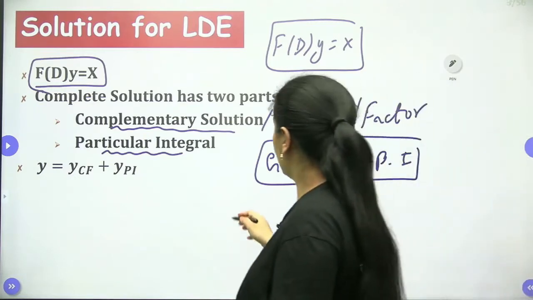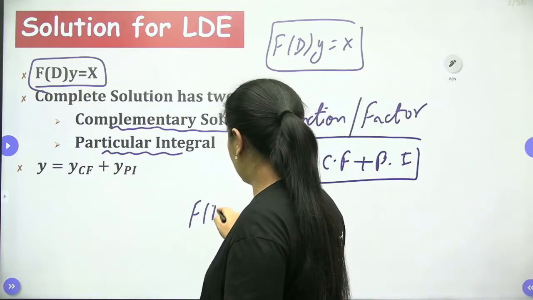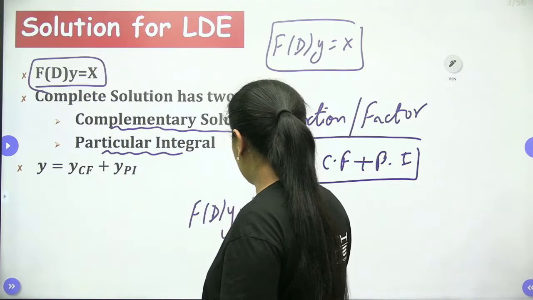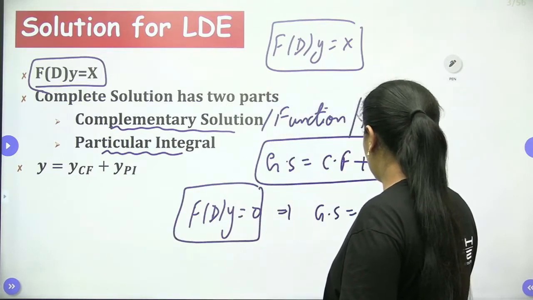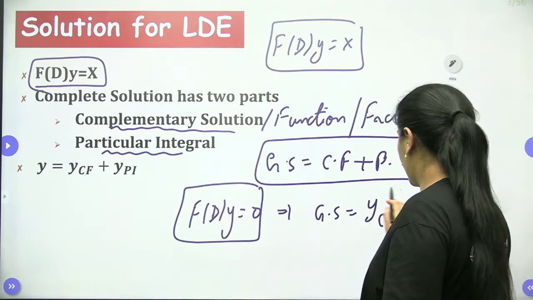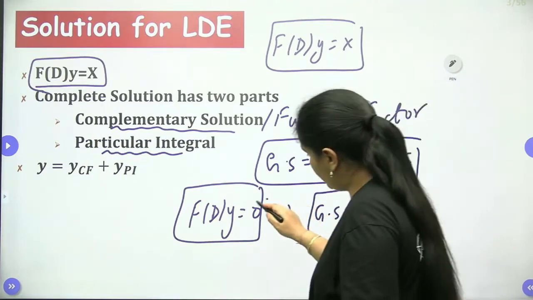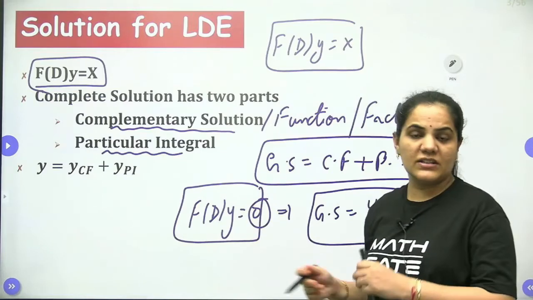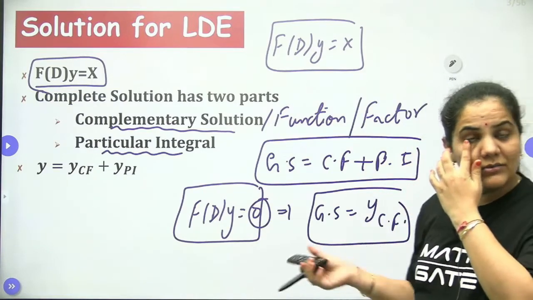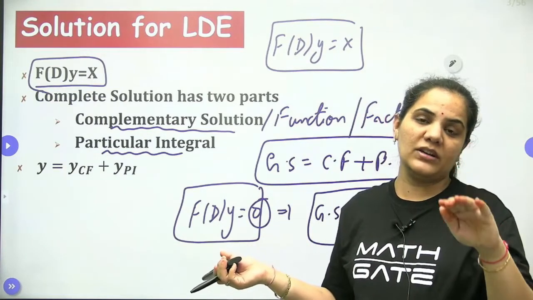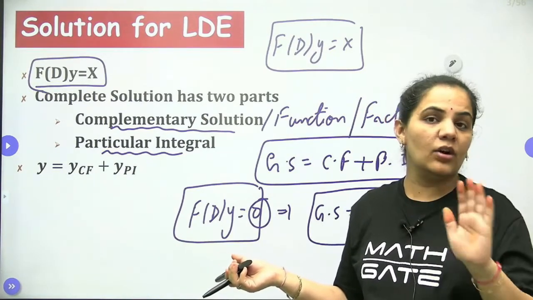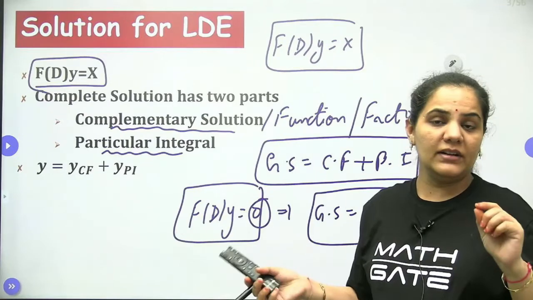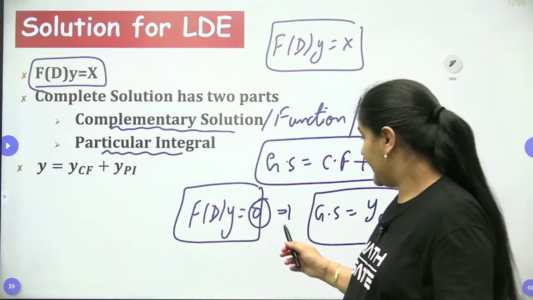But when we have a differential equation like this, f(D) y is equal to 0, then the general solution is nothing but the CF only. Why? Because whenever we have the right hand side equal to 0, the particular integral will be 0 only, meaning the particular integral will not exist. So that's why it will be 0, dear students, okay, right?